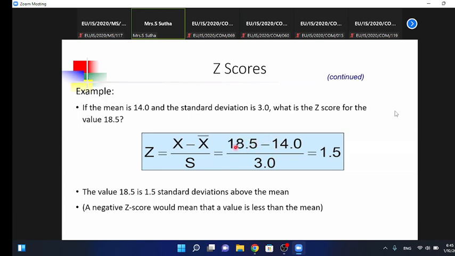Now we are looking at this value: 18.5 is 1.5 standard deviations above the mean. From the mean, it is larger by 1.5 standard deviations. X is equal to the mean value plus 1.5 standard deviations. If it is a negative value, then it is the mean minus 1.5 times the standard deviation, right?